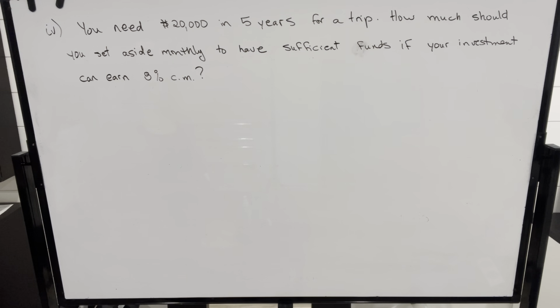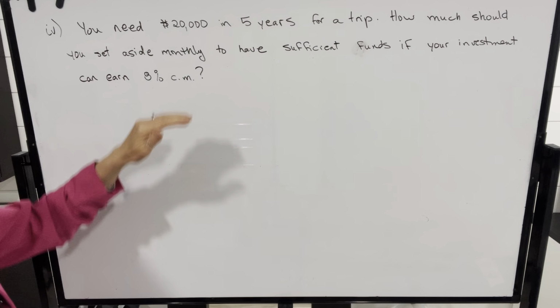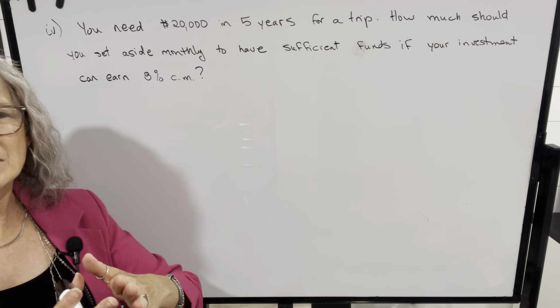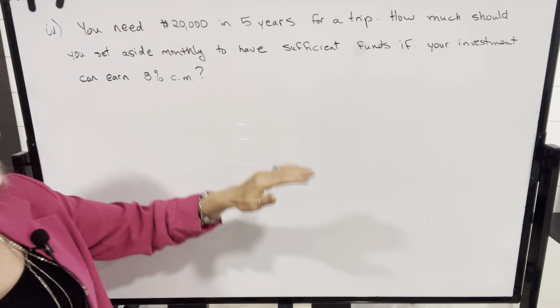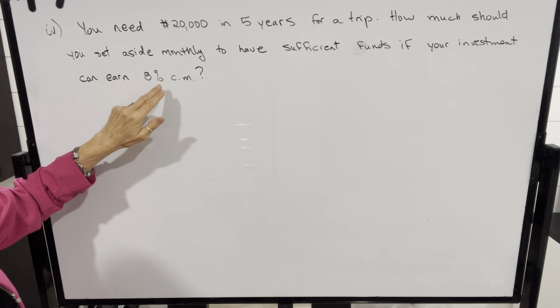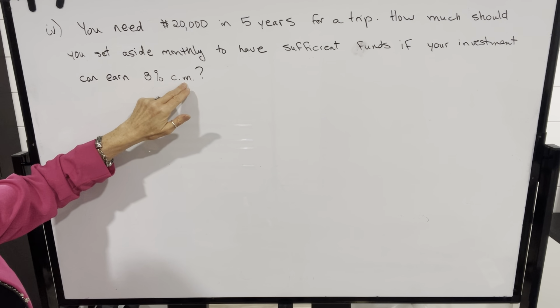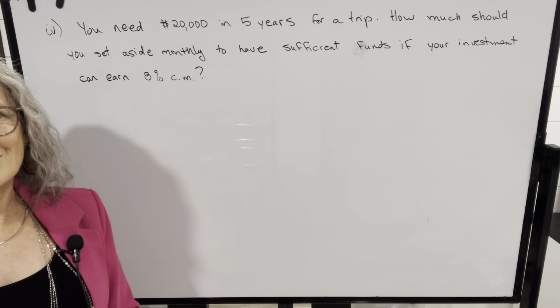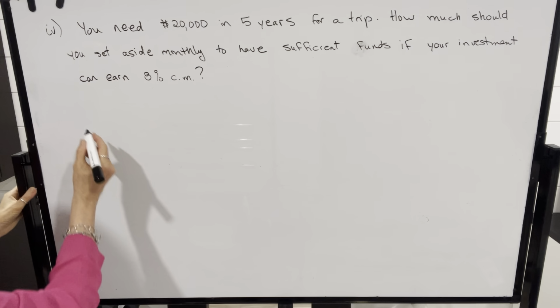So our next example says you need $20,000 in 5 years for a trip. How much should you set aside monthly to have sufficient funds if your investment can earn 8% compounded monthly? We're going to make the assumption that that investment starts a month from now, and so that makes it an ordinary annuity. And if the compounding is monthly and you're putting monthly payments, that makes it simple. So let's set up a timeline.